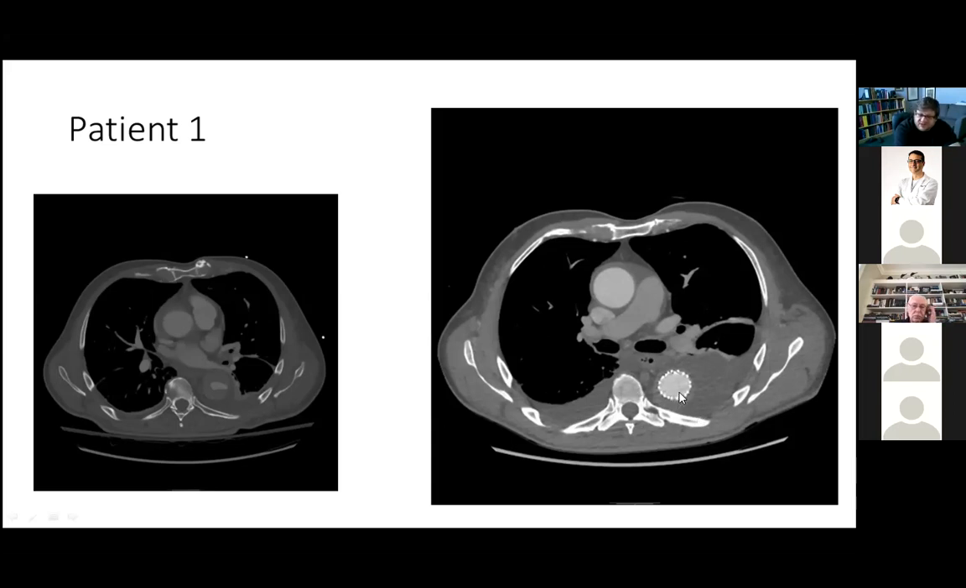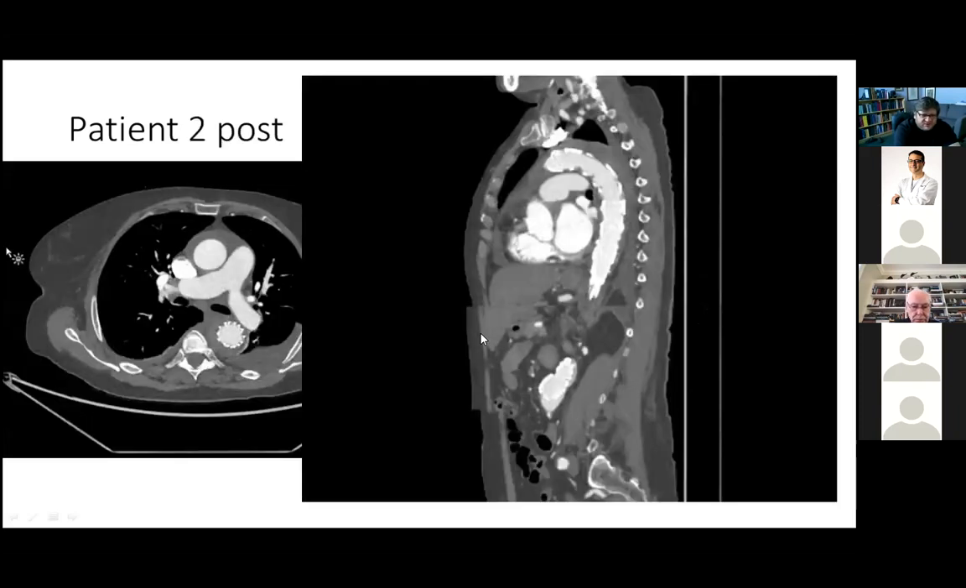And you can see the stent in the descending thoracic aorta with enlargement of the true lumen, thrombosis of the false lumen, and subsequent significant decrease in the intramural hematoma here. And this patient did fine and went home. And similarly, the same thing for patient two, again, treated with stenting of his descending thoracic aorta and improvement of the type A IMH.